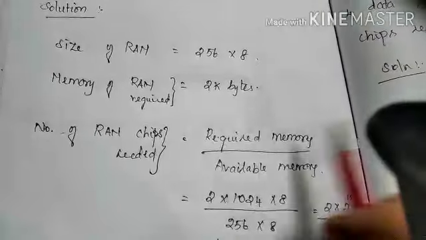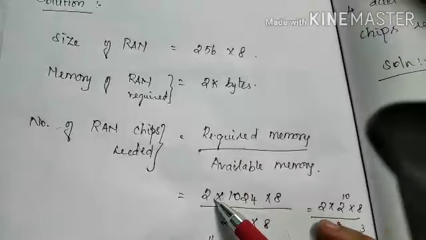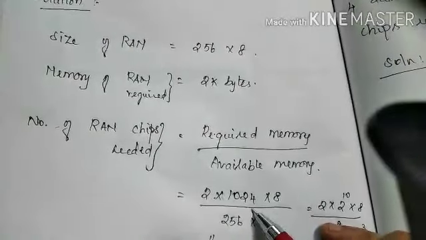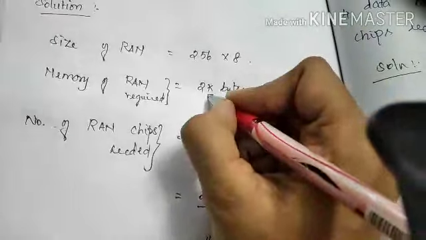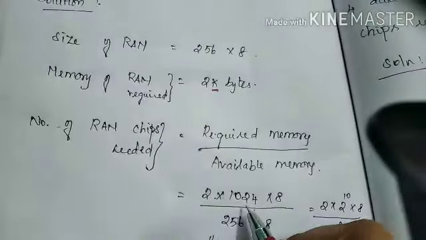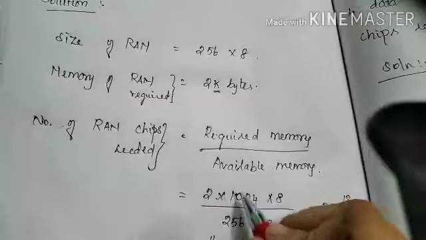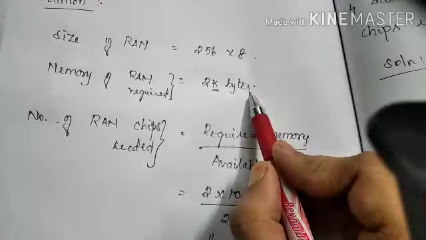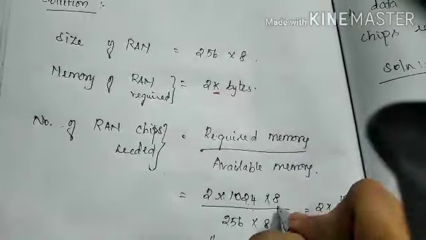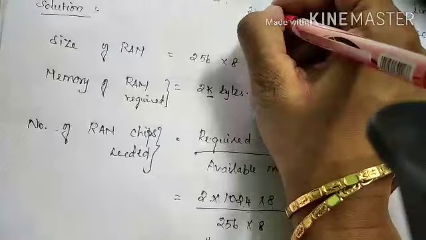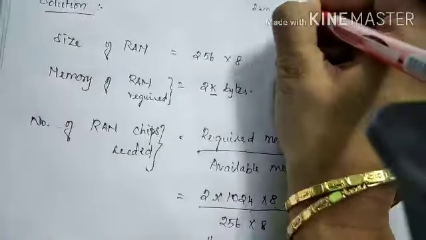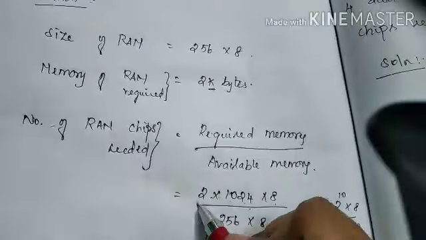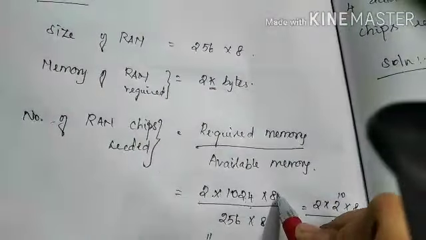So required memory is 2K bytes. Instead of K we can write 2 power 10 or 1024. And one more thing, byte means 8 bits, so I am writing it as 8. Generally, for 2 kilometers, we write 2 into 10 power 3 to convert to meters. Similarly, to convert this to bits we write 2 into 1024 into 8.